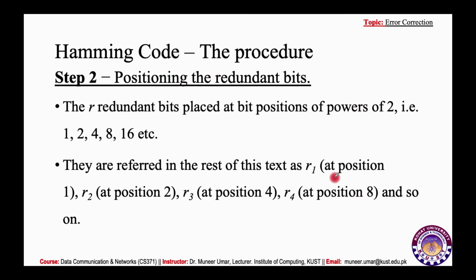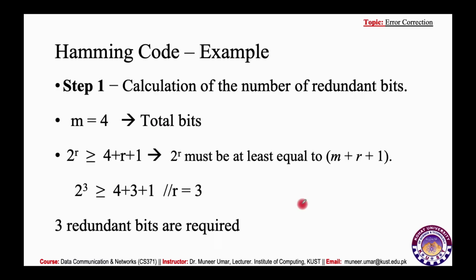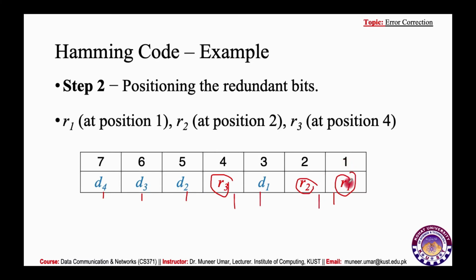The next step, step number 2, is about the positioning of redundant bits. The R redundant bits are placed at bit positions of powers of 2, that is 2 power 0, 2 power 1, 2 power 2, 2 power 3, and so on. So the positions for the bits would be 1, 2, 4, 8, 16, 32, 64, and so on. They are referred to in the rest of the text as R1 at the first position, R2 at position number 2, R3 at position number 4, and so on. So if we look at the example here, position number 1 is given to R1, position number 2 for R2, position number 4 for R3, then position number 8 would be for R4, position number 16 would be for R5, and so on.